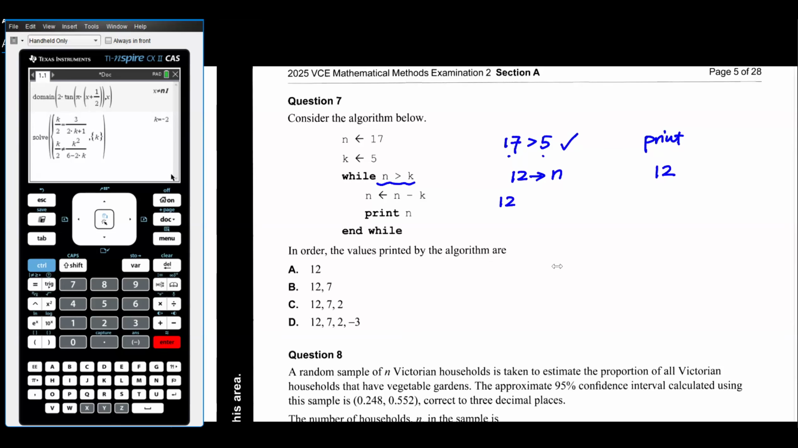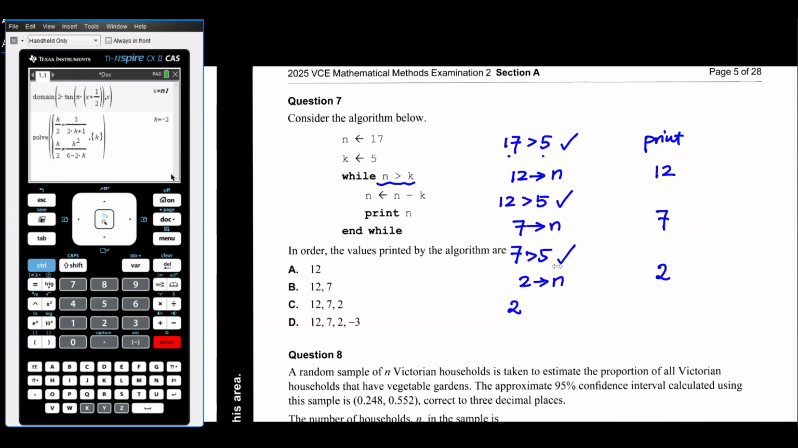So let's check. Is my current 12 greater than 5? Yeah. So I can now do, let's say, current n value minus 5. 12 minus 5, that's 7, assigned to n. And then I print n, which is 7. Third one, let's try 7 greater than 5. Yep, that's true. So I can do 7 minus 5, 2 assigned to n. So my current print will be 2.